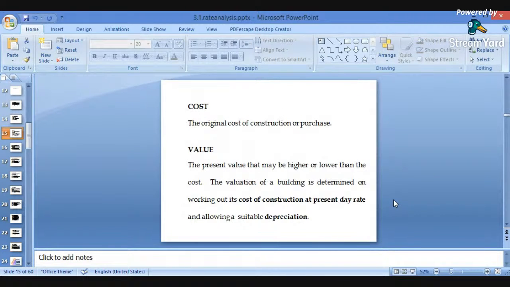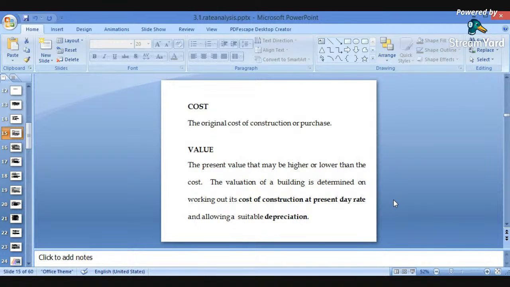Again, regarding valuations, what are the different concepts? An important one is the cost. The original cost of construction or purchase is the original amount required for construction, or the original amount required for the purchase of any commodity. So the original cost is the original price, or the original amount, considered here as the cost. Here cost indicates the original amount which has been incurred in the construction. It has been called cost: the original cost of construction or purchase.